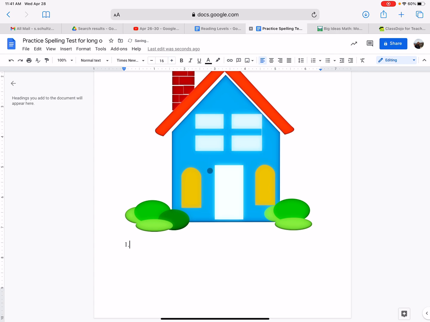Okay, now let's think. What letter makes the H sound as in hot? It's going to be the letter H. And since we're practicing the long O, all these words are going to have an O. What makes the M sound as in moose or monkey? It's going to be the letter M. And then this one could be tricky because you don't hear this letter. You don't hear the E, but it is there.